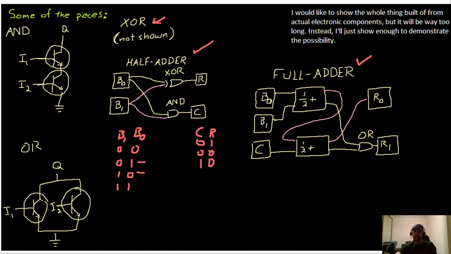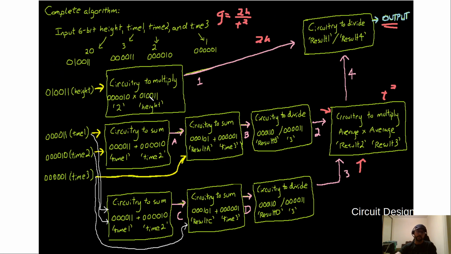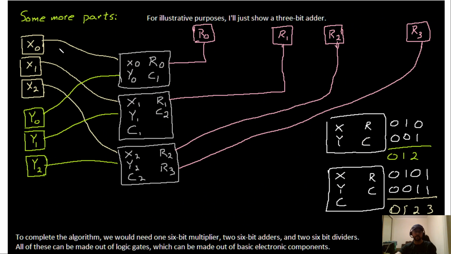So going back here, we show that we would need this is going to be a 6-bit adder, a 6-bit adder, a 6-bit adder, a 6-bit adder, 6-bit divider, 6-bit divider, 6-bit divider, 6-bit multiplier, and a 6-bit multiplier. That's what we would need to build this full circuit. Okay. I'm just going to show the details of one 3-bit adder.